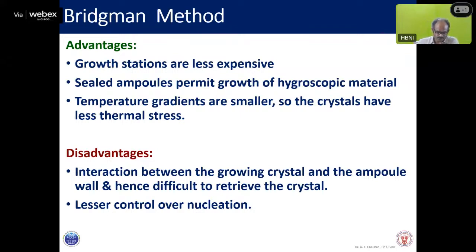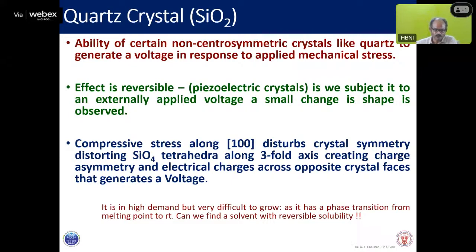And then obviously there is lesser control over the nucleation, because it is spontaneous nucleation there. If you provide a seed, this can be taken care of. Now next comes the quartz crystal.